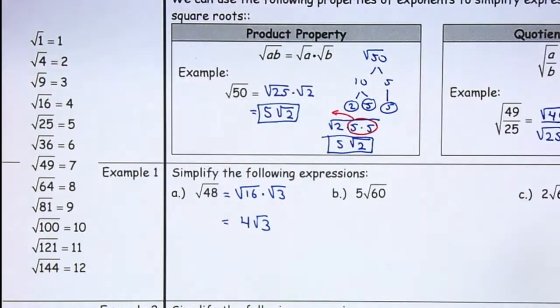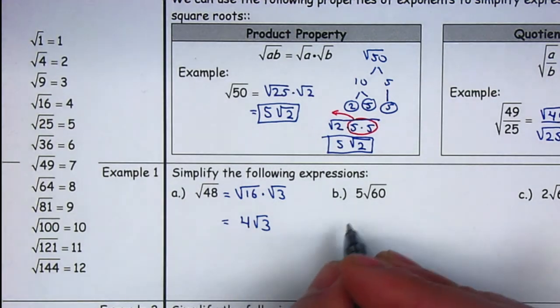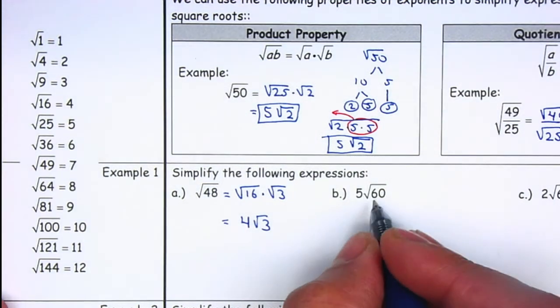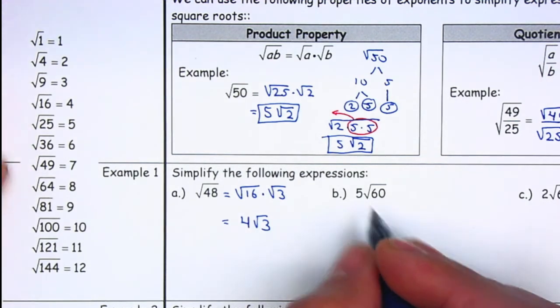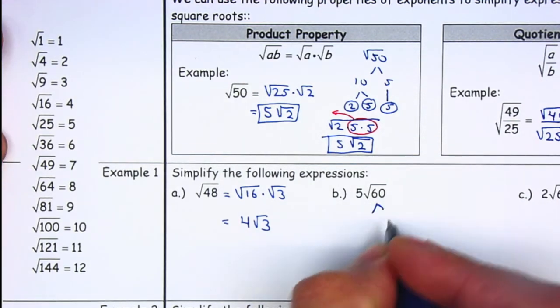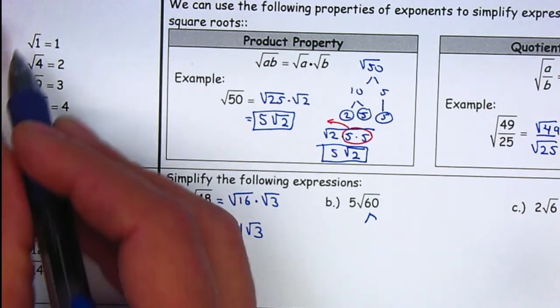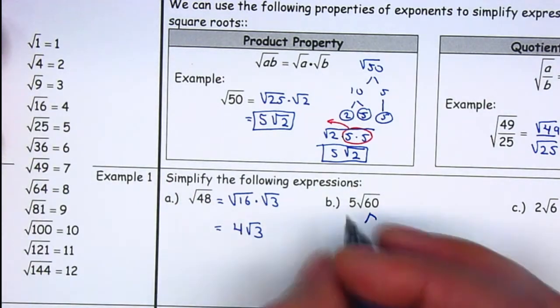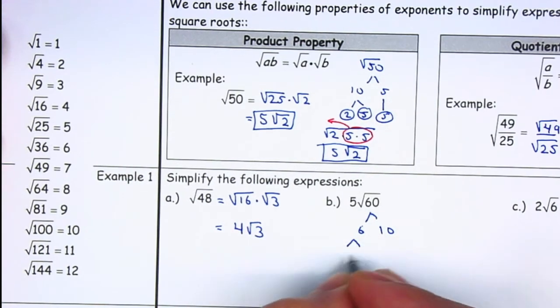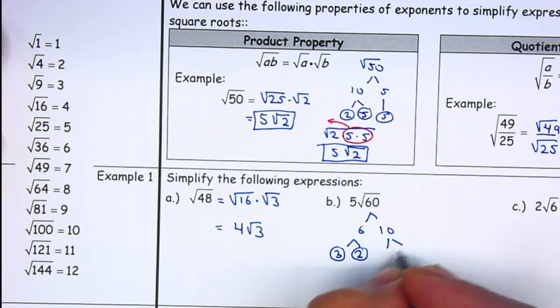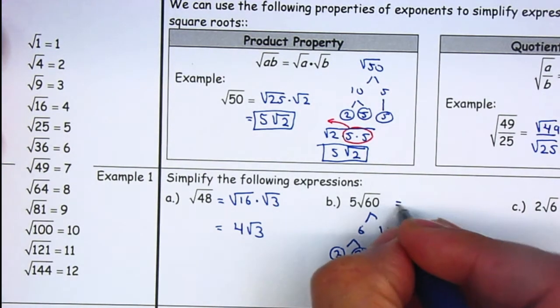Let's continue with example B. On example B, we have a 5 outside, so we just need to be able to find the factors of 60. You can do it this way, or you can just do the factor tree. In this way, I can't think of anything that divides 60, so I'm just going to do 6 times 10. The 10 will be 3 times 2, or 2 times 3. This will be 2 times 5. I'm going to place them all inside.